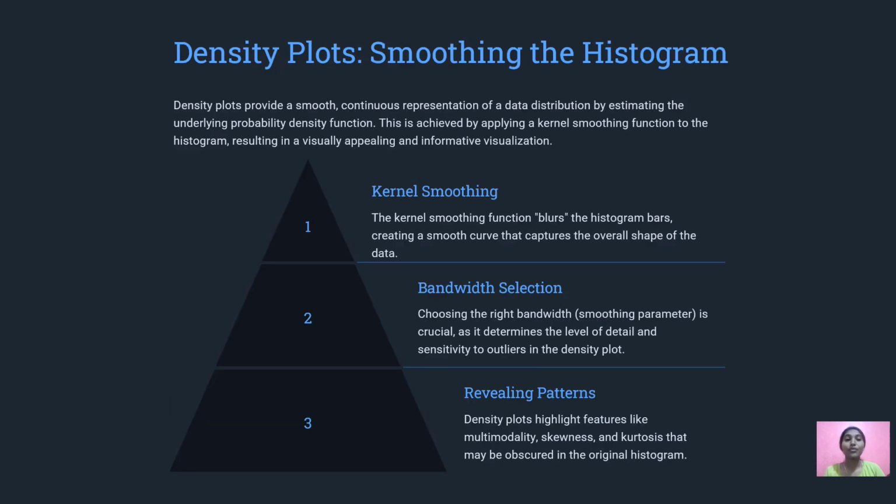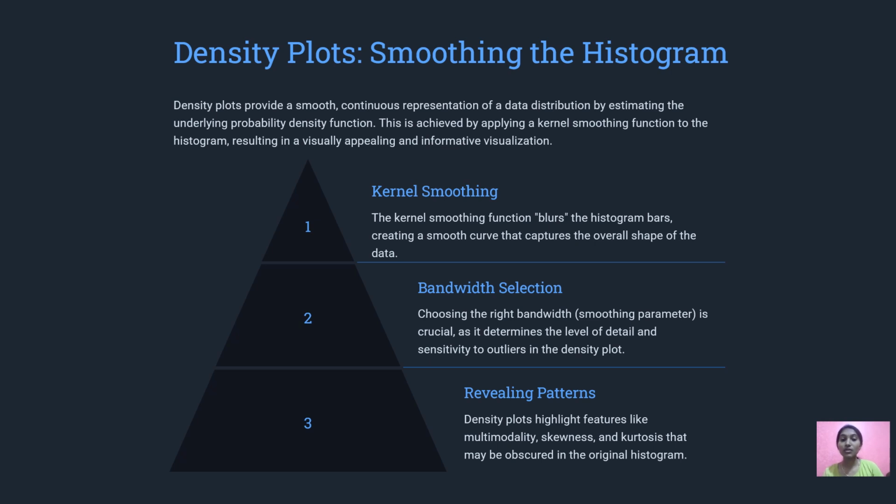Density plots: smoothing the histogram. Density plots provide a smooth, continuous representation of a data distribution by estimating the underlying probability density function. This is achieved by applying kernel smoothing functions to the histogram, resulting in a visually appealing and informative visualization. The first one is kernel smoothing. The kernel smoothing function blurs the histogram bars, creating a smooth curve that captures the overall shape of the data.